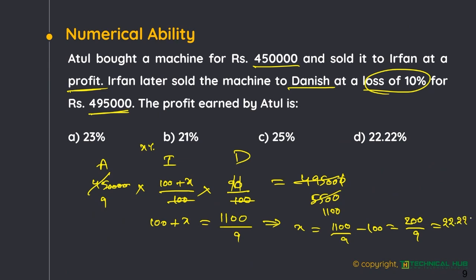Here Atul sold it to Irfan at a profit of 22.22%. Option D, 22.22%. This is the profit percentage. Profit percentage is 22.22%. Please note down the solution.